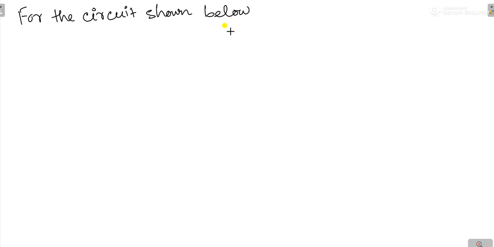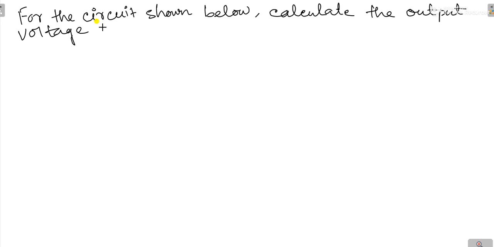So the question is, let's write the question. For the circuit shown below, calculate the output voltage.